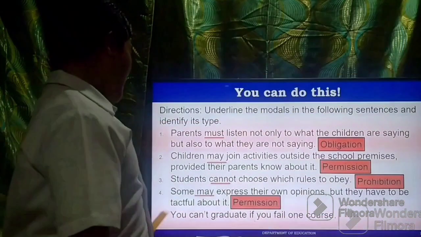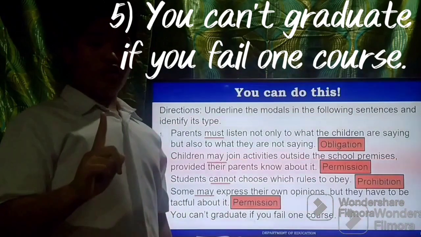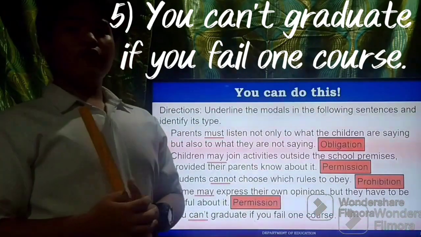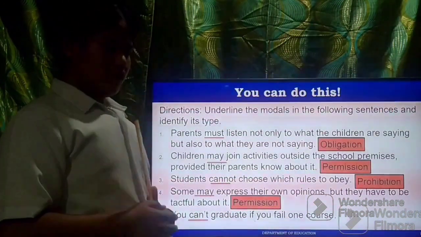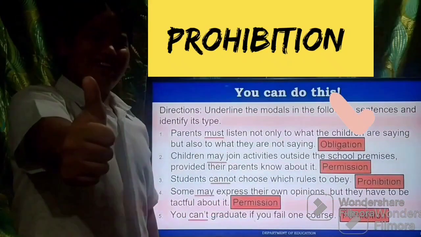We are now down to the last sentence, number 5. You can't graduate if you fail one course. What do you think is the modal in this sentence? If your answer is can't, great job, you are correct. And what is the function of this modal? If your answer is prohibition, you are correct.